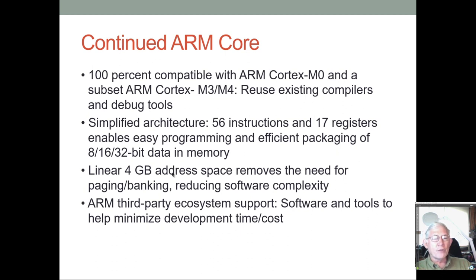But you do have instructions that can move 8 bits or 1 byte. You have instructions that can move 2 bytes together, called a half word, and 4 bytes together, which is called a word. So you can have word, half word, and byte instructions. And those are all built into the assembly language instruction set.